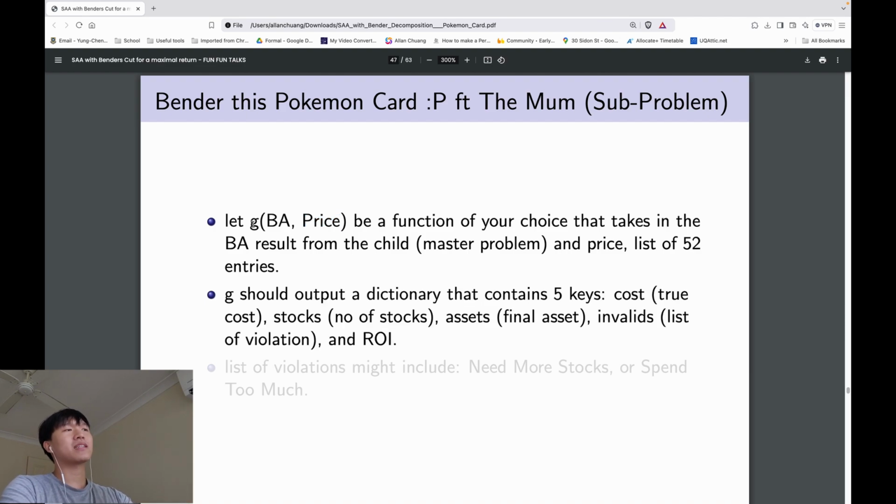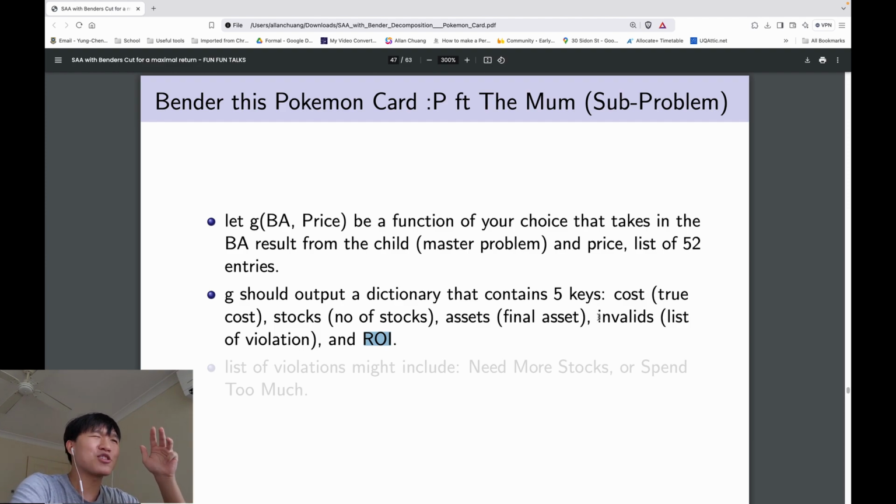This g function is going to calculate a dictionary that contains 5 keys. The first key is going to be the cost, and this is basically, given our solution BA and the price list, if we follow this solution on this price scenario, this is the true cost that we're going to be generating. And similarly for the stocks, this is how many individual cards we actually buy, given this price list and this solution. Finally, we have assets, which is what is our final value of the bunch of Pokemon cards we have bought. We're going to have this return on investment, so basically this is how many Pokemon cards I have bought, and this is how much these Pokemon cards are worth now.